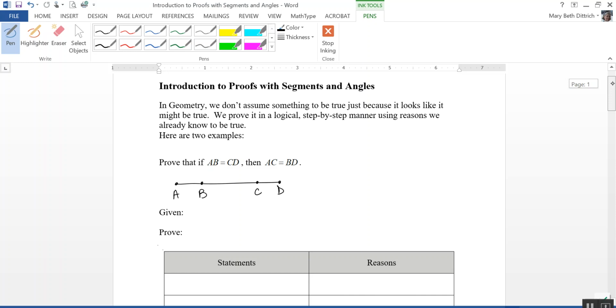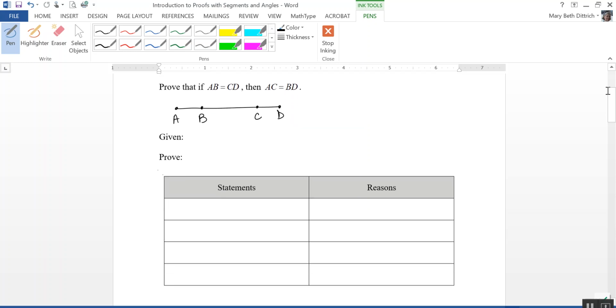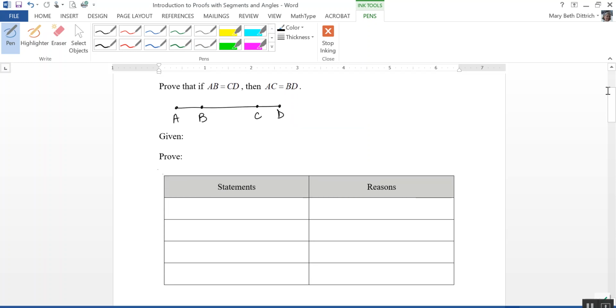So our first example is a segment proof. And this says, prove that if the length of segment AB is equal to the length of segment CD, then the length of segment AC is equal to the length of segment BD. And here we have a diagram showing us that. So we know that AB is congruent to CD, and we need to show that this segment here, AC, is the same length as this segment here, BD.